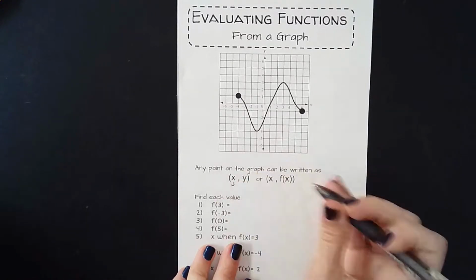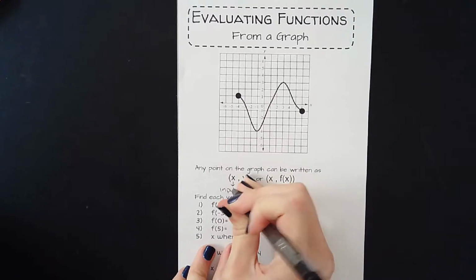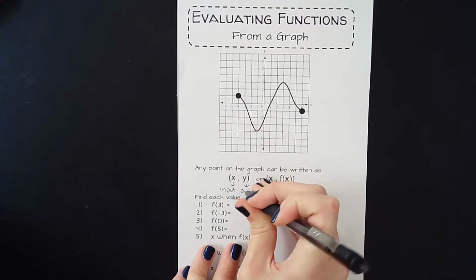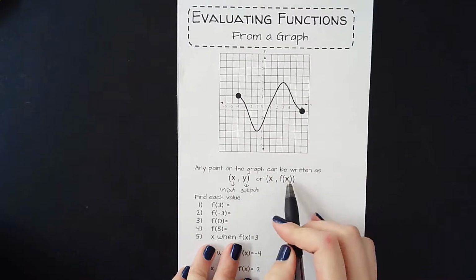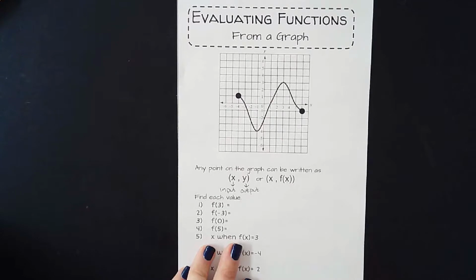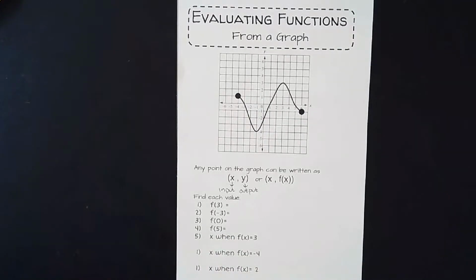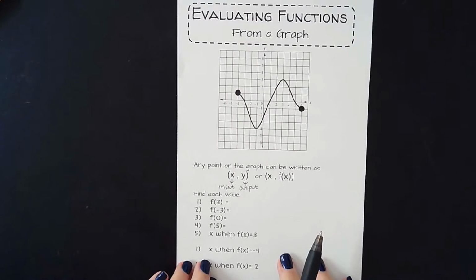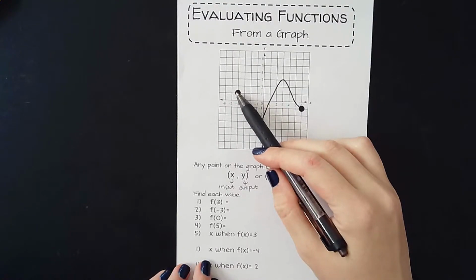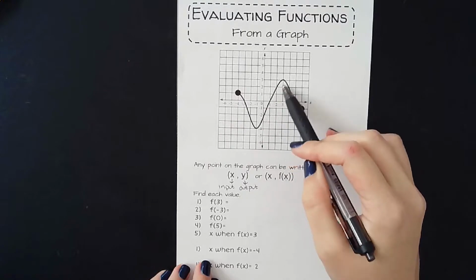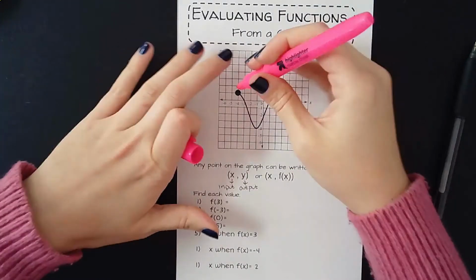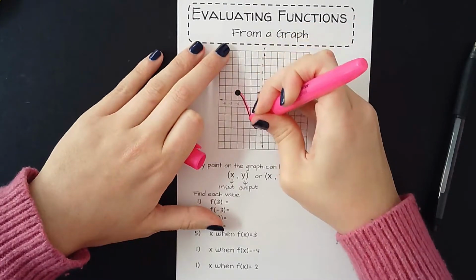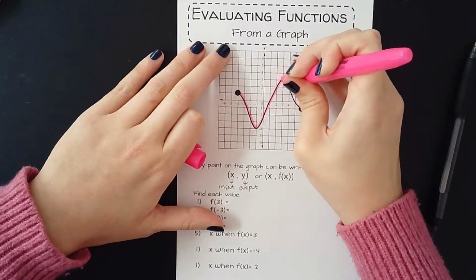And when we're talking about function notation, we don't usually call these x and y. We would call them x and f of x, because f of x is what we get back out as an answer after you put in an x value. So when I'm evaluating this function, I'm looking at this squiggle here on the graph. So I'm going to highlight that in pink. This is the part that I'm interested in.